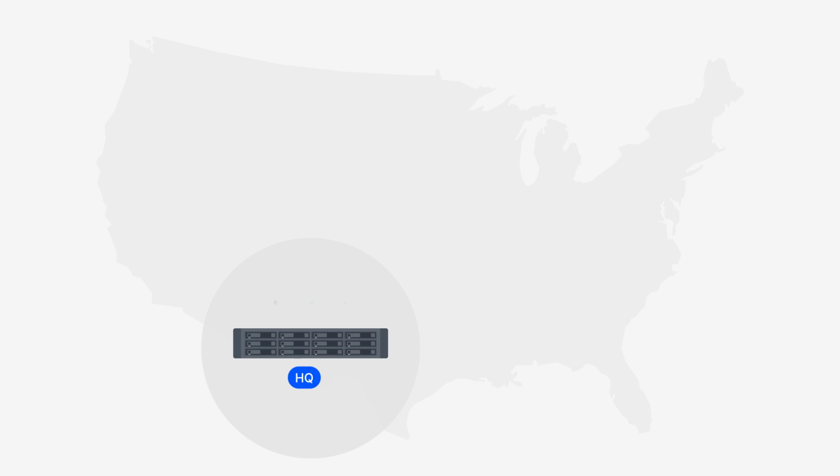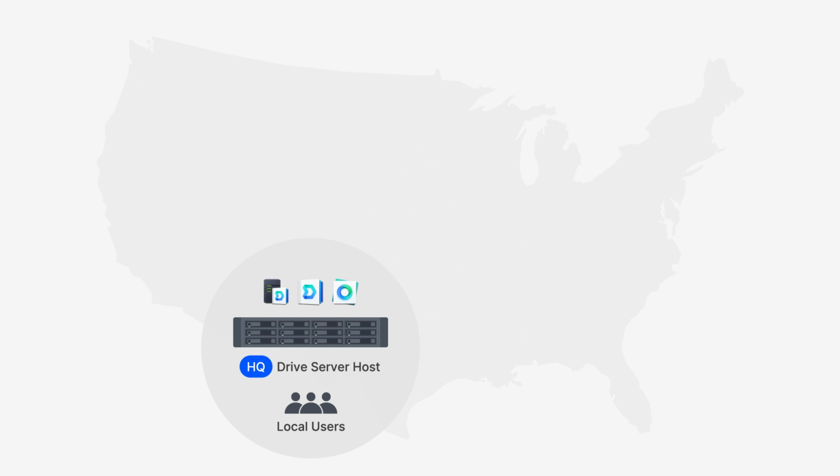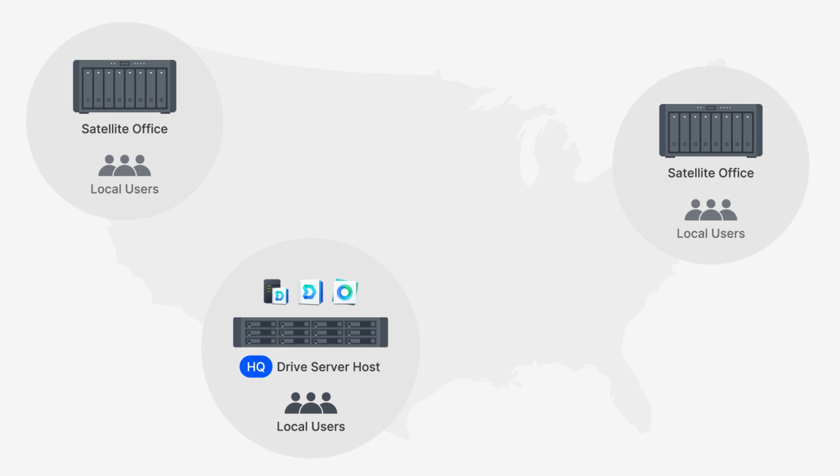We have our HQ Synology NAS as our Synology Drive server. We have local users there that can interact with that NAS over normal protocols like SMB. But this server also has things like the Drive web portal and ShareSync enabled on it. So our satellite offices can actually create ShareSync tasks and sync with that HQ Synology Drive server, bringing those different satellite offices into the Synology Drive umbrella.